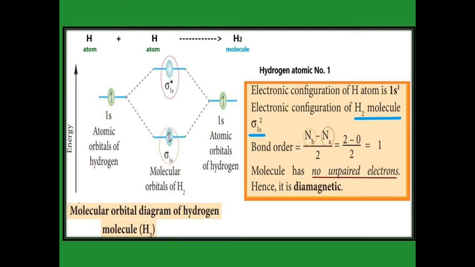Now we calculate the bond order, Nb minus Na. In Nb, the bonding molecular orbital, how many electrons are present? 2 electrons. But in the antibonding sigma star 1s there is no electron, so we put 0. 2 minus 0 divided by 2 is 2 by 2, equal to 1. So bond order 1 means we get one single bond between the hydrogen atoms. In sigma 1s the electrons are paired. There is no unpaired electron, so it is diamagnetic.